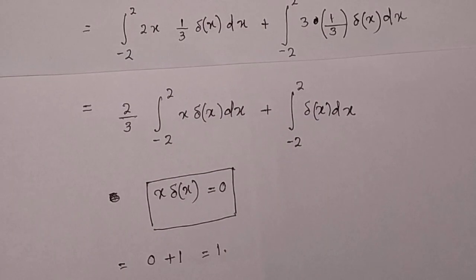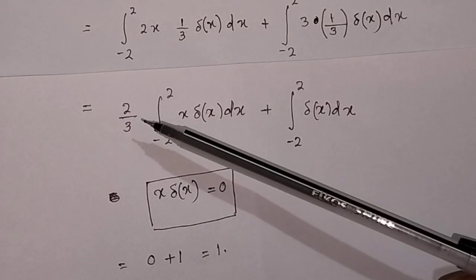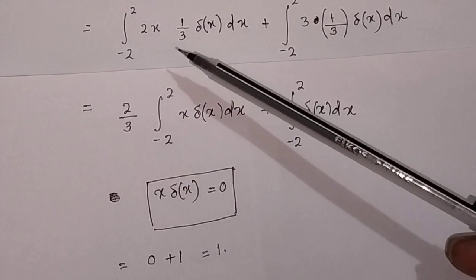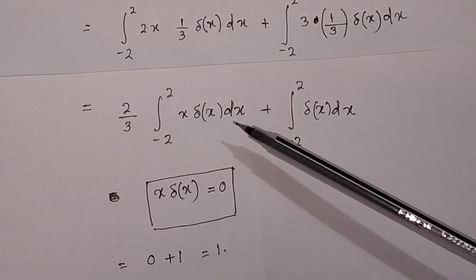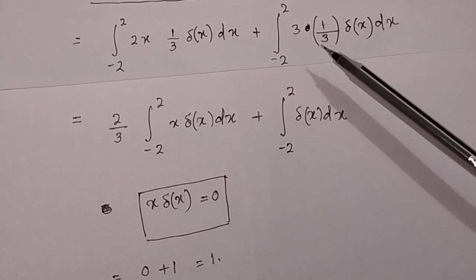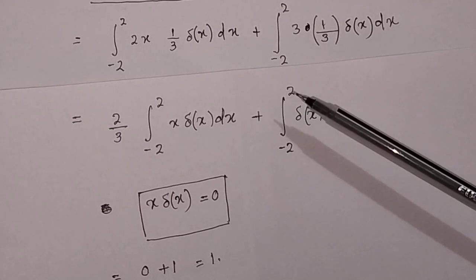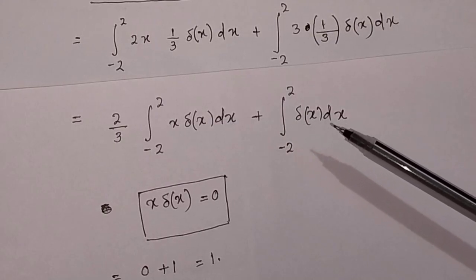If you solve this, this will be equal to 2/3. You take it outside, and in the integration you have x delta(x) dx, and here the 3 cancels, so the function is the integral from -2 to +2 of delta(x) dx.